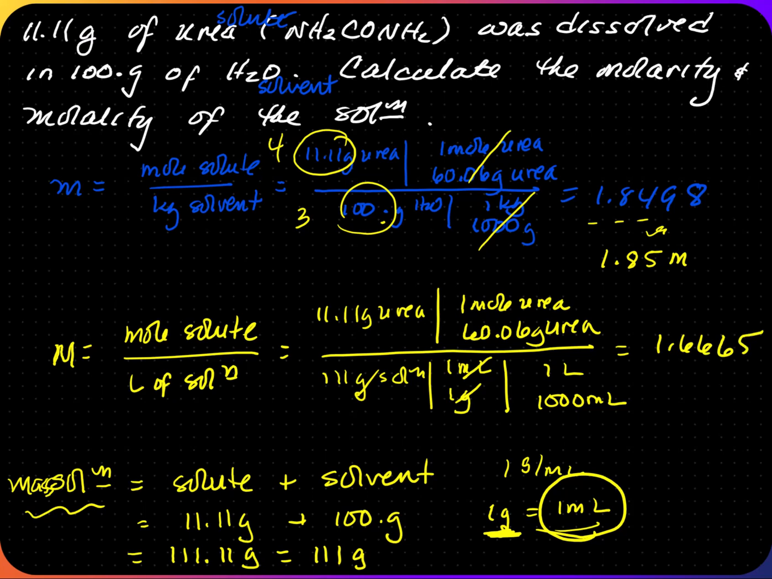1.6665. Now working on the sig figs, there's 4 here. Conversion factors don't count. There is 3 here. These are all conversion factors. My final answer has 3. 1, 2, 3. I look 1 to the right. This is 1.67 molar, or moles per liter.